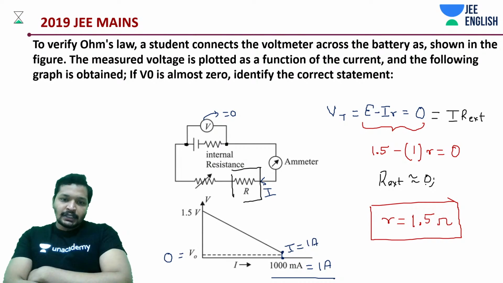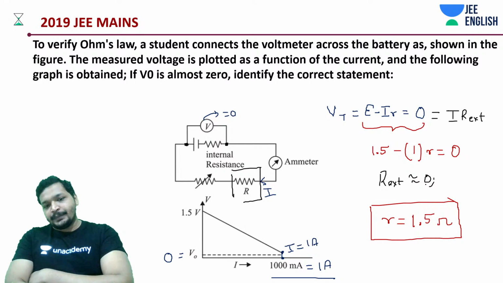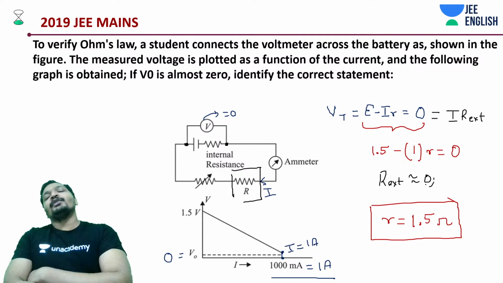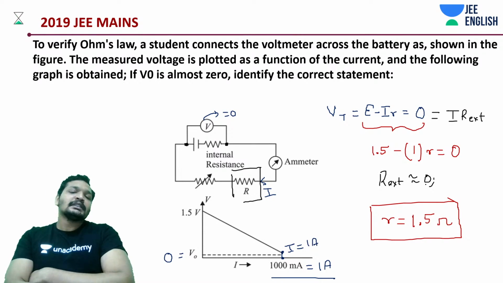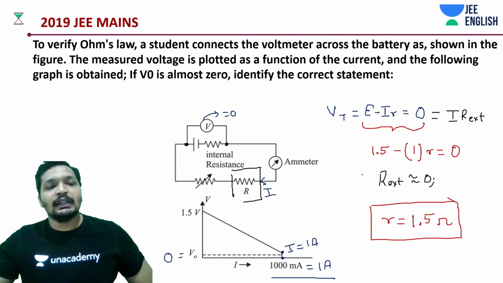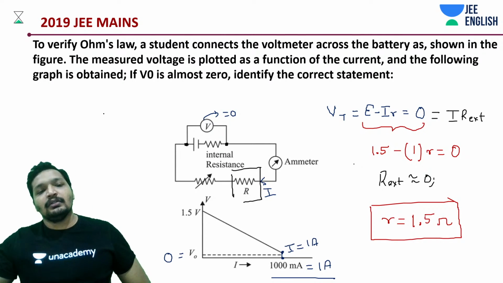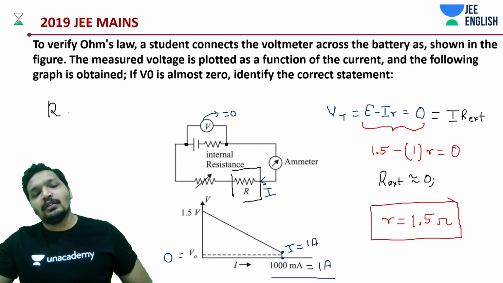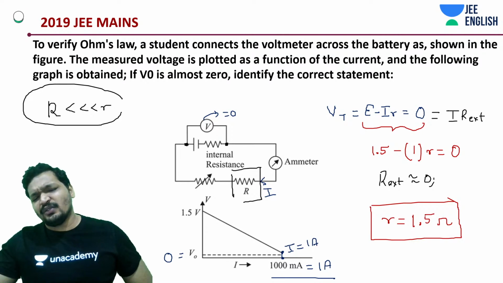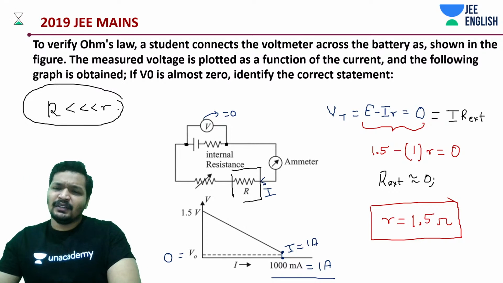So all the potential has been dropped across this. No potential is left to drop across R. That is only possible if R is less than that of internal resistance. R is near about 0. Very small value, that's it.